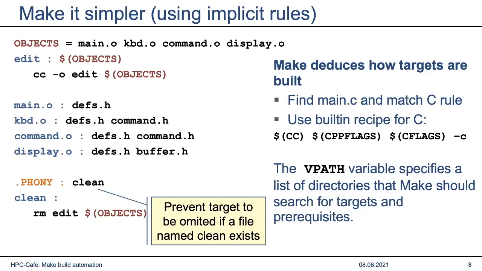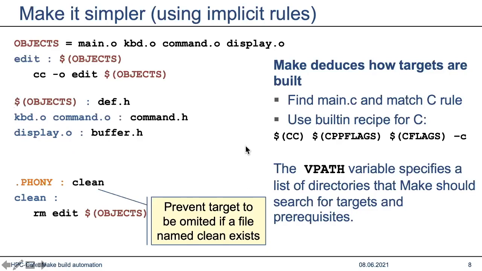So you tell it, okay, look, this target is a phony target and it's not connected to a file, just execute it. Another thing is this vpath variable. This is a special variable, and it specifies a list of directories that make then uses to search for targets and prerequisites. By default, it will search in the current directory, so where you call make. But in many cases, you want the source files maybe not in root, but in different directories. And by specifying all those directories in vpath, you can automatically let make search in those directories for targets and prerequisites. So this is very handy.